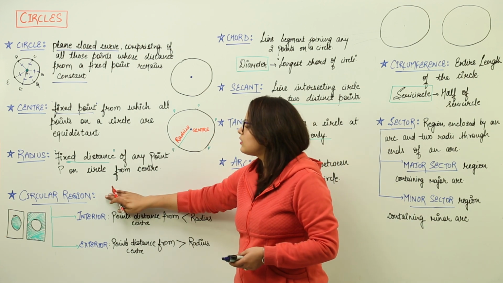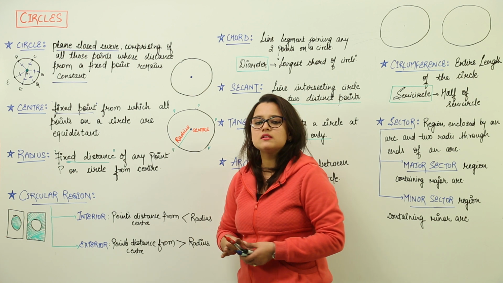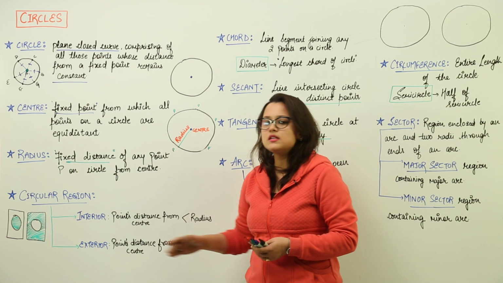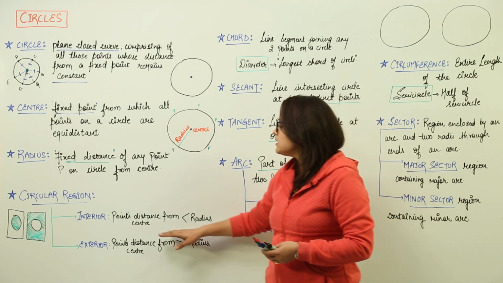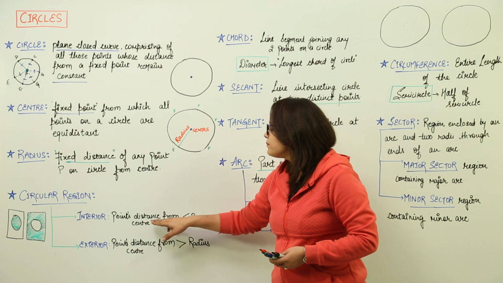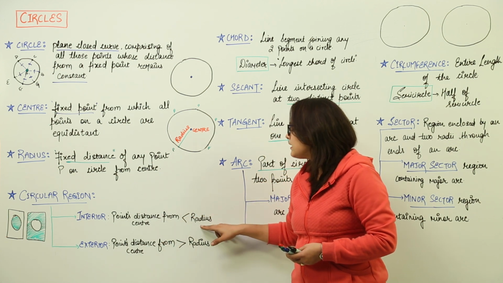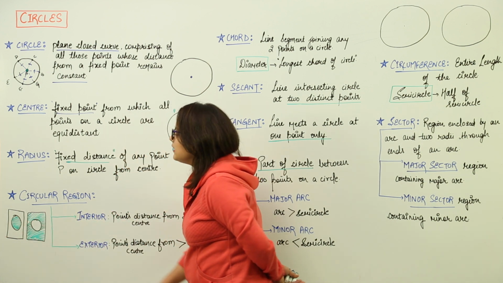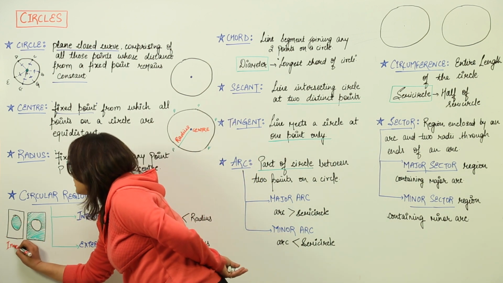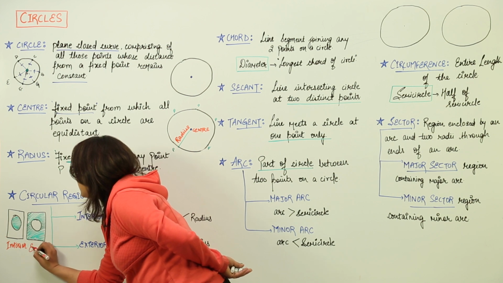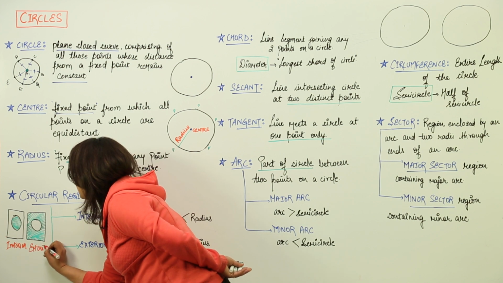Next we have the circular region. Now the circular region is divided into two parts, that is the interior and exterior circular region. Interior means the points at a distance from the center which is less than the radius. Over here I have marked the interior of the circle.